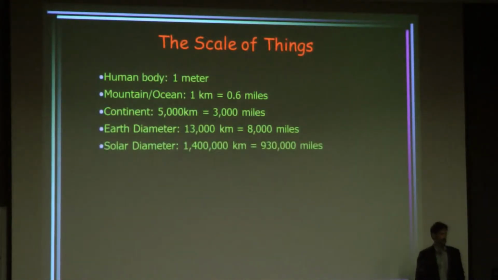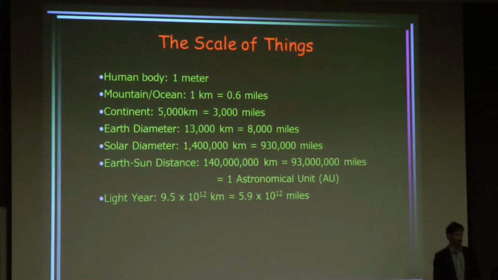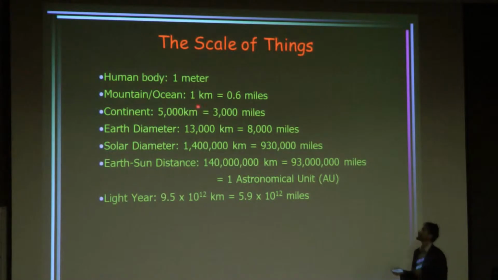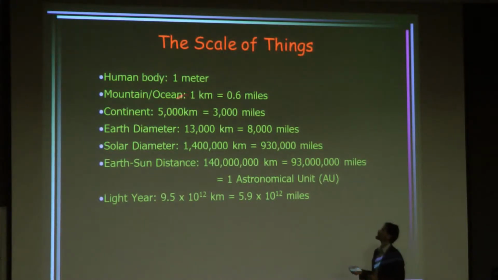Right, so I showed you that powers of 10 video, which goes into the size scales of things. In astronomy, we tend to round off a lot. A human body, we think of as about a meter, a couple of meters. Then we move into mountains, and mountains are kilometers. Oceans are usually bigger than kilometers. Continents are thousands of kilometers.